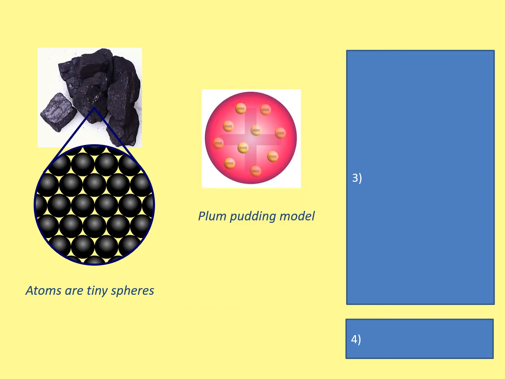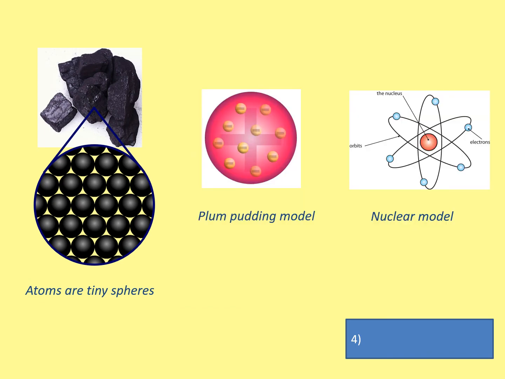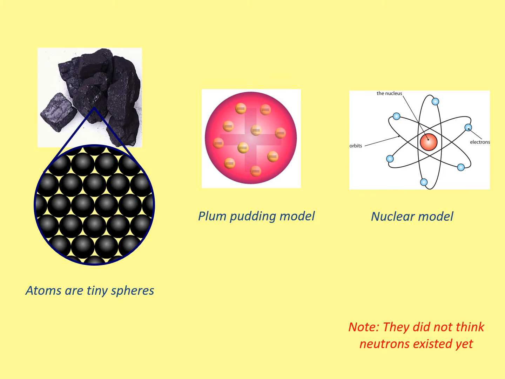What I'm going to do now is cover these up. I'd like you to try and remember. Don't write them down. Just try and remember what the three were from memory. So hopefully you have tiny solid spheres, plum pudding model, and the nuclear model, but no protons and neutrons yet.